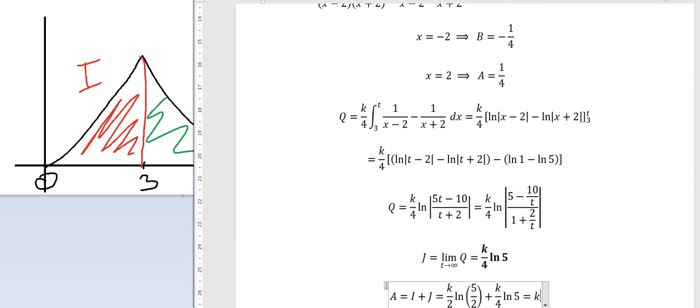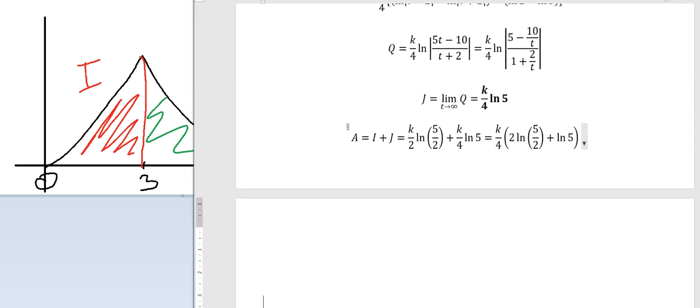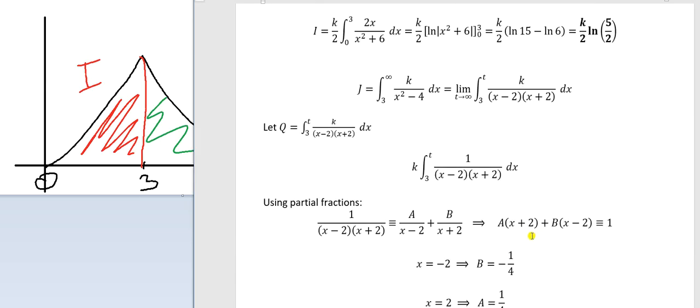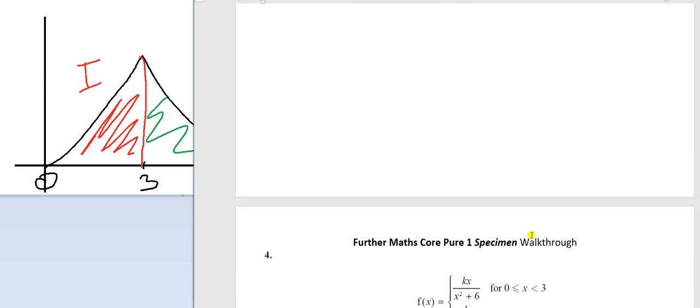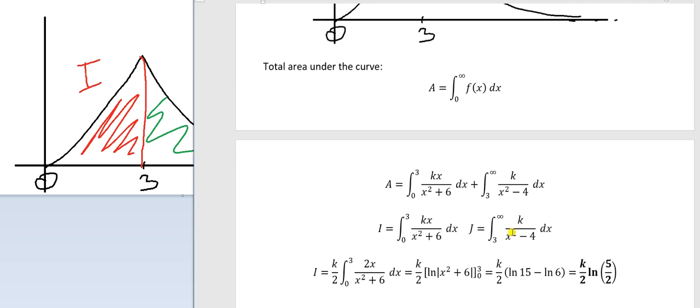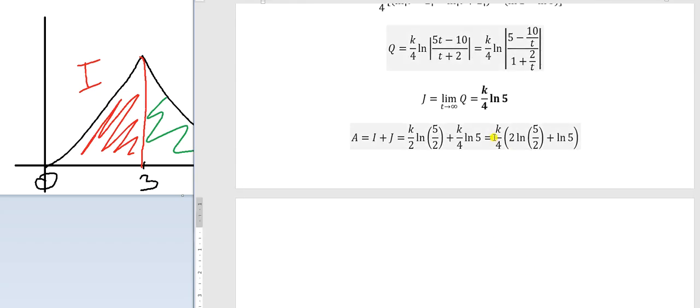I'm going to write that slightly more simply. Pull out a factor of k over 4. I have 2 ln 5 over 2 plus ln 5. Don't waste too long doing all your simplifying steps here, but bear in mind that because we know where we're going with this, there are some things that are worth doing. They've said that the area is a quarter, and we have to solve and find k. So writing this next expression as simply as we can will help us when we come to solve an equation where we say this equals a quarter, basically.